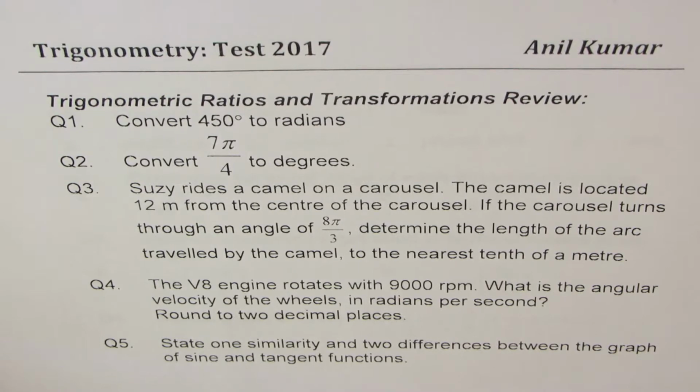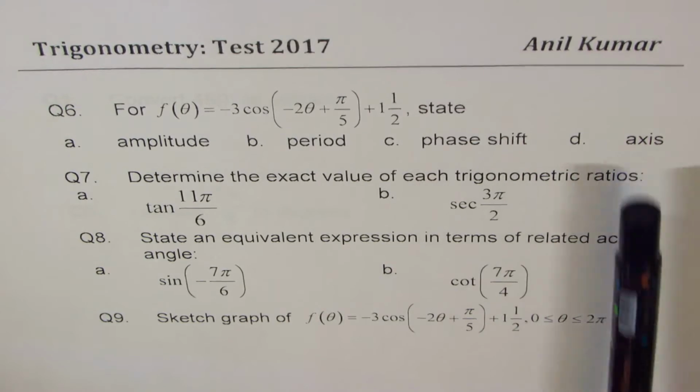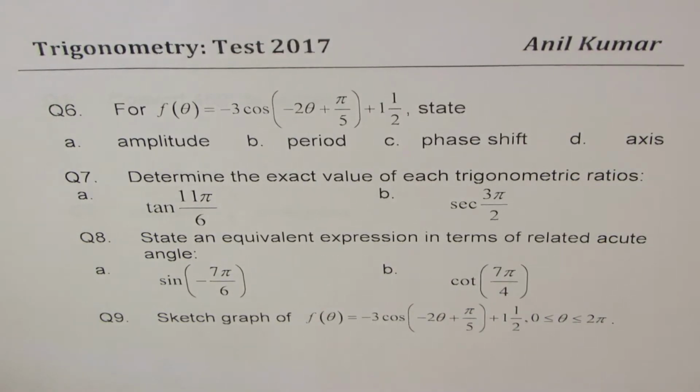Question number 5 is to state similarities and differences between sine and tangent functions. Question number 6, we are given a transformed cosine function and we need to figure out amplitude, period, phase shift and axis. Question number 7 is to find exact value of given trigonometric ratios. Question number 8 is to find equivalent expressions in terms of related acute angle, and question number 9 is to sketch the cosine function given to you in question number 6.